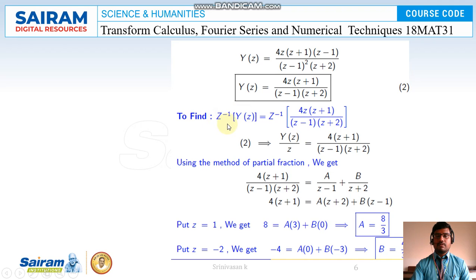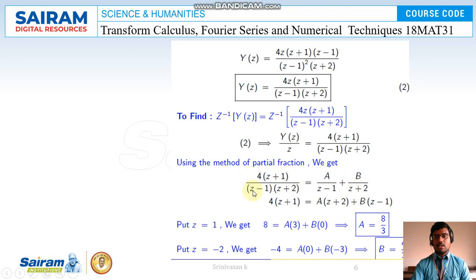To find the inverse, z inverse of capital Y of z equal to z inverse of 4z into z plus 1 divided by z minus 1 into z plus 2. So z inverse of Y of z is nothing but small y of n, the solution. Here taking z to the opposite side, I get capital Y of z divided by z equal to 4 into z plus 1 divided by z minus 1 into z plus 2. Now using partial fractions, by the usual same process, we get a value 8 by 3 and b value 4 by 3. These a and b values we substitute in this equation. We will get 8 by 3 into 1 by z minus 1 plus 4 by 3 into 1 by z plus 2.